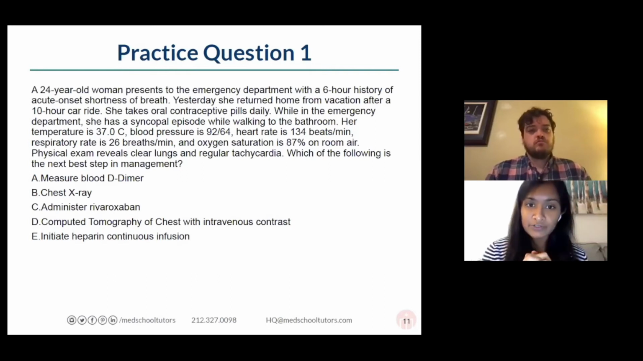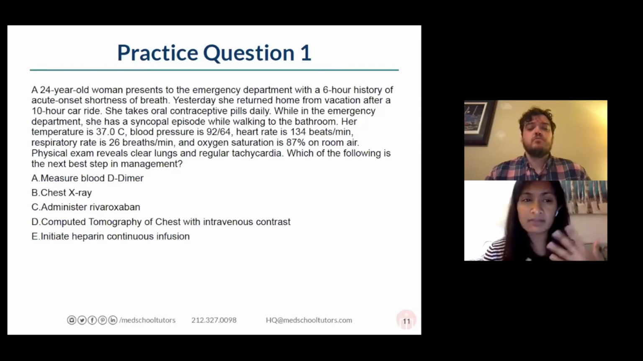So, a 24-year-old woman, okay, young woman, presenting to the emergency department with a 6-hour history of acute shortness of breath. Okay, so sudden onset, 24, very young. So I'm thinking that this is a sudden process and acute onset. Let's see what her vitals look like, but I'm starting to think, how stable is she? Yesterday, she returned home from vacation after a 10-hour car ride. Okay, so 10-hour car ride, boom. What am I already thinking about?